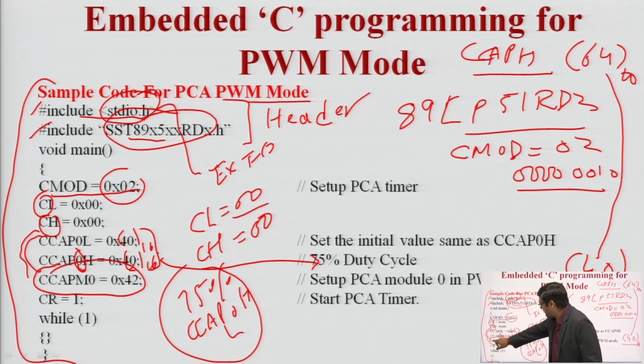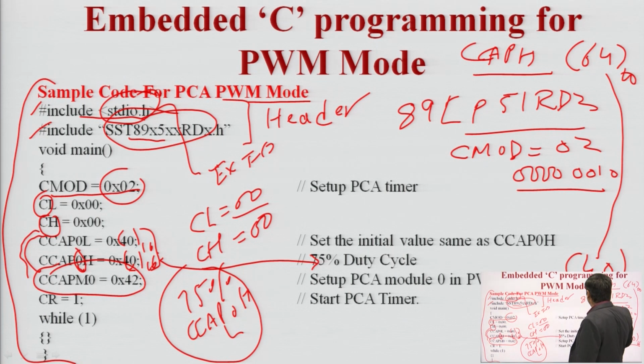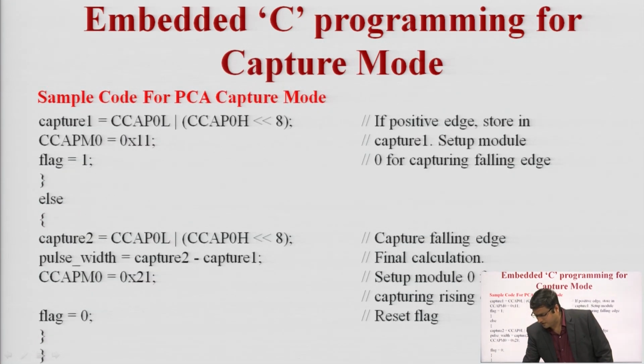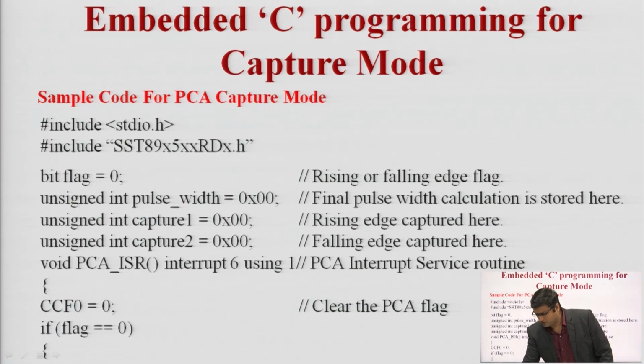And what is this CCAPMN0? We have seen in our previous lecture that CCAPMN has some associated register values, and we are going to work the PCA in PWM mode. For PWM mode, the value of CCAPM0 is 42, because we set some register bits. In the previous slide, we saw how we can calculate the value 42.